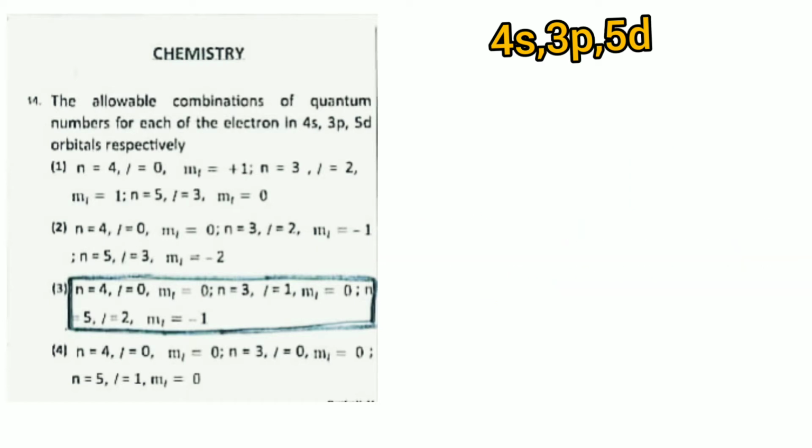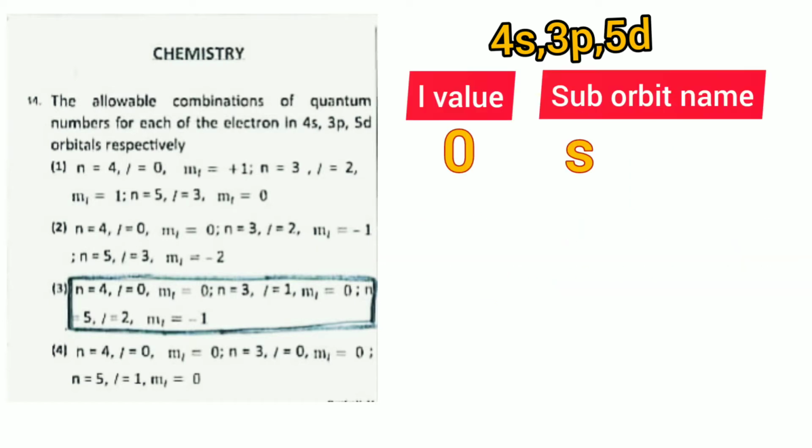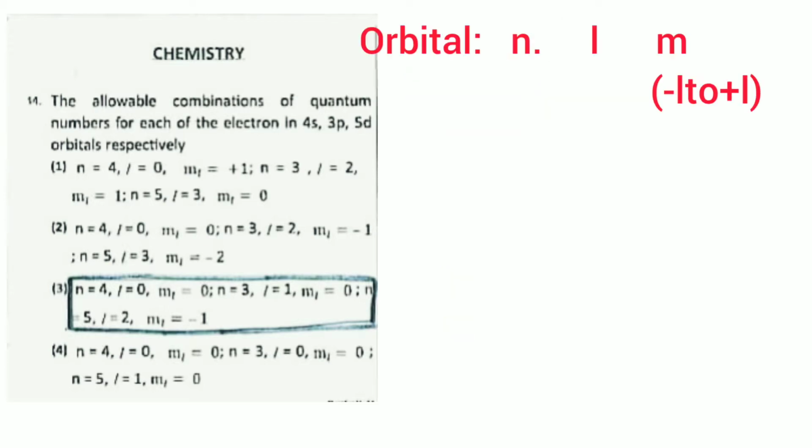If l value is 0, it is called s suborbit, and if l value is 1, it is called p suborbit. If l value is 2, it is called d suborbit, and if l value is 3, it is called f suborbit. For 4s orbital, its n value is 4 and l value is 0, and when coming to m value, it takes the values of minus l to plus l. Here l value is 0, that means minus 0 to plus 0, so m value is 0.